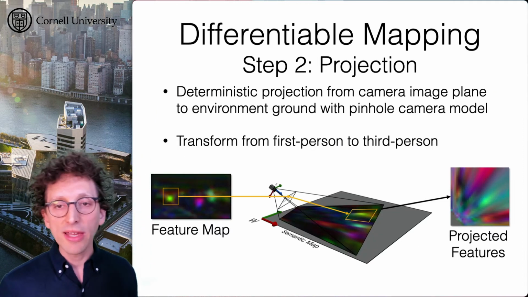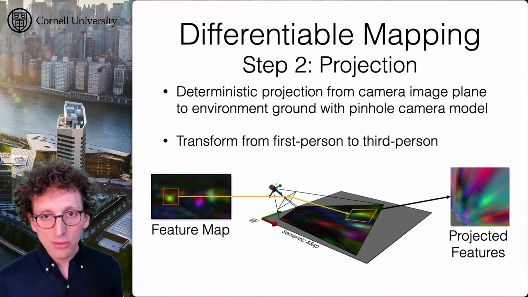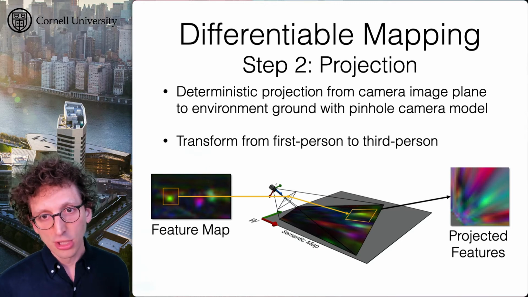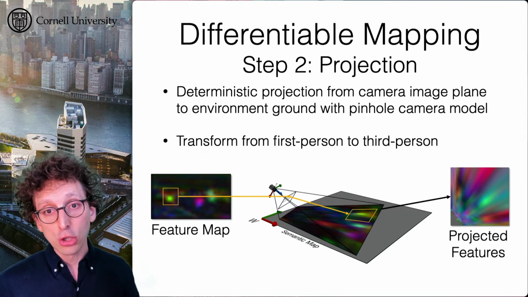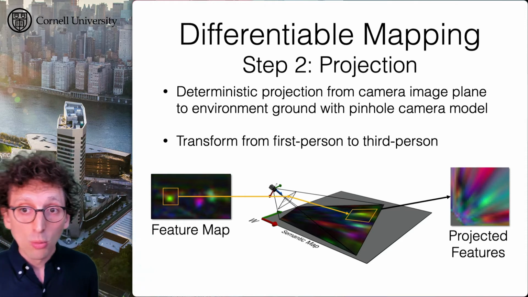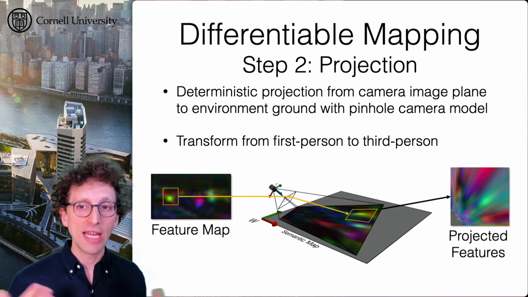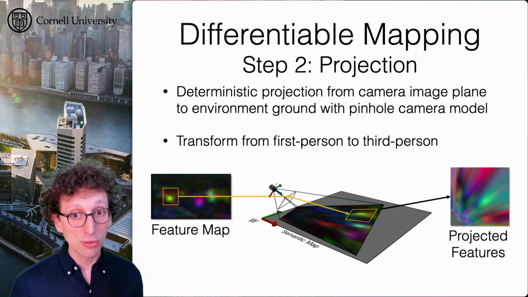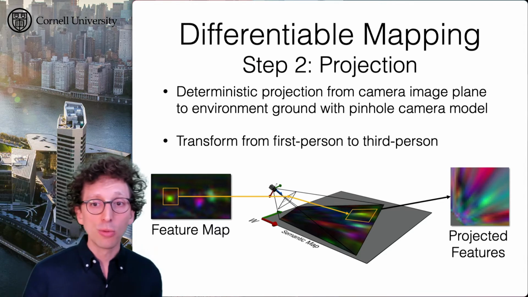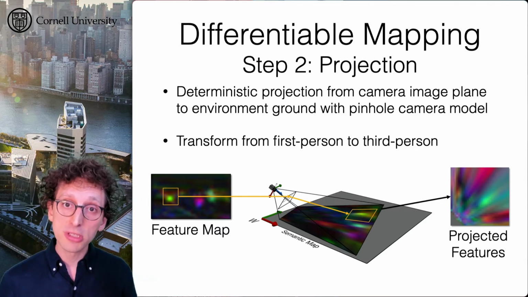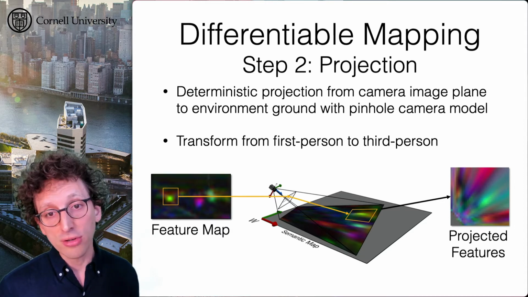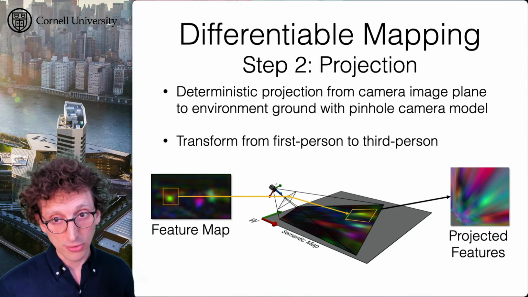In the second step, we take this feature map and use a deterministic projection with a pinhole camera model to project from this first-person view to a global view of the environment, basically projecting it to the ground. We can do this because we have the properties of the camera and access to the pose estimates of the drone. So using a very simple pinhole camera model, we can transform from the first-person view to a third-person view, where it's just a projection of the same features we get in this feature map from the first-person view.